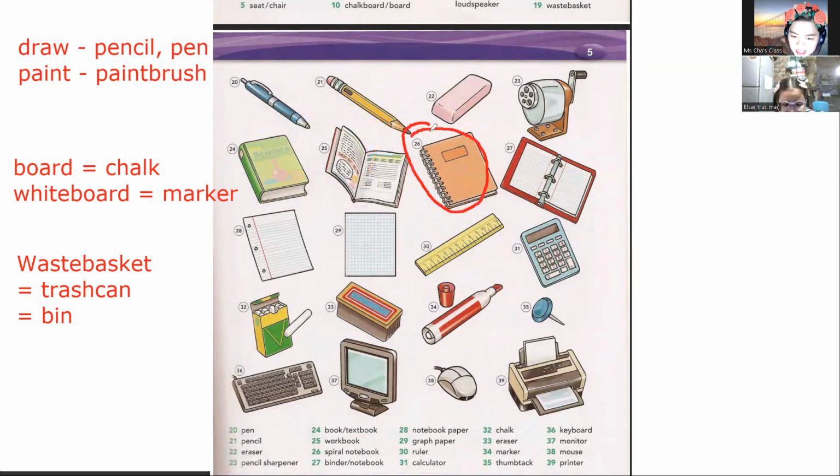Number 26, spiral notebook. Actually, Elsa, this is called spiral notebook because of this, Elsa, it is made up of a spring. That one. Spiral notebook. This one.